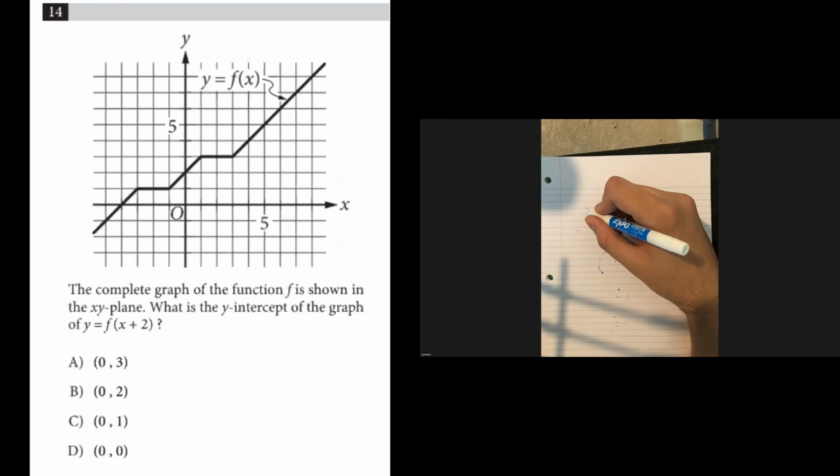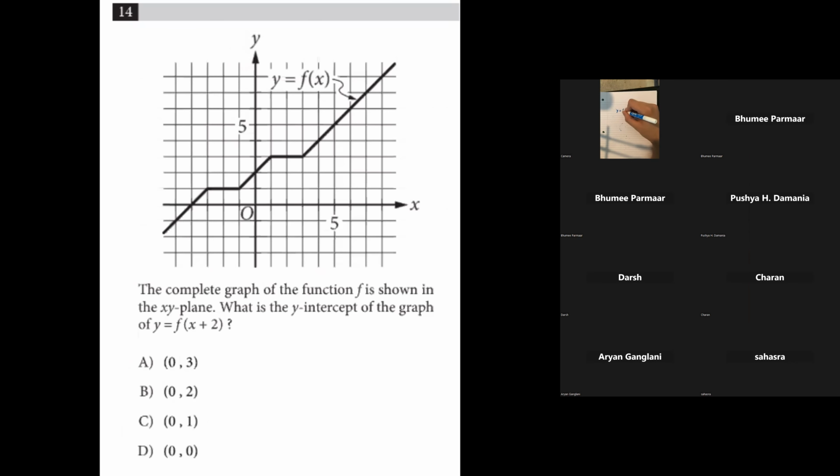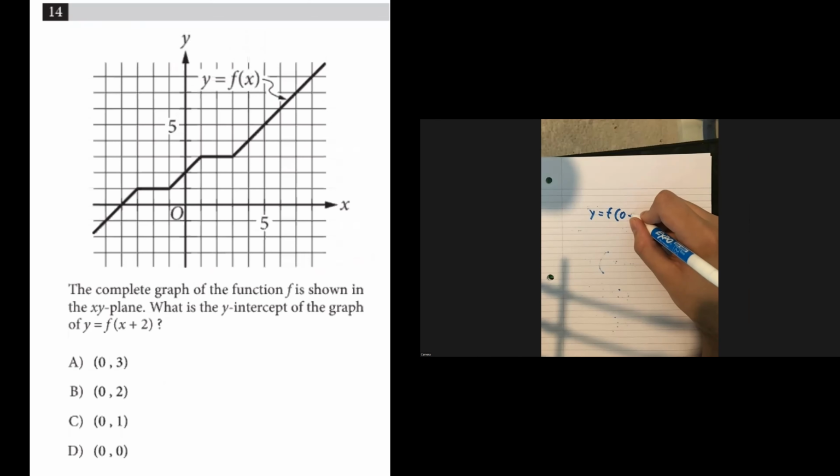So we have to find y equals f of, and then for x we substitute 0 plus 2, y equals f of 2. And so basically we just have to find f of 2, which is 3. So (0, 3), which gets us an answer of A.